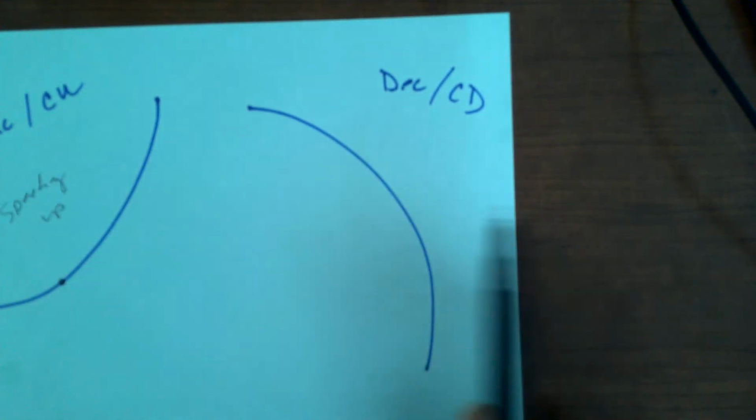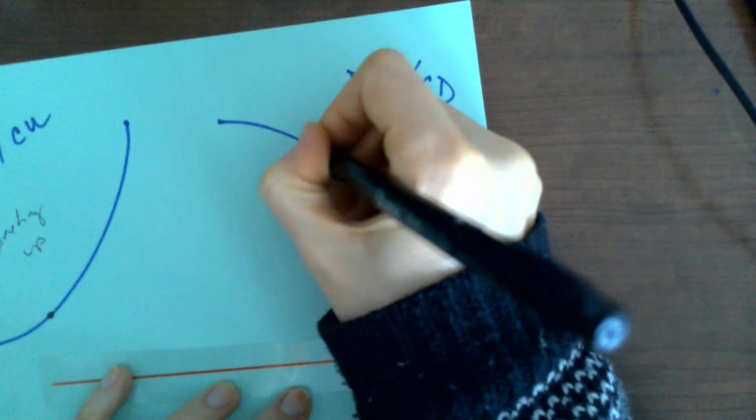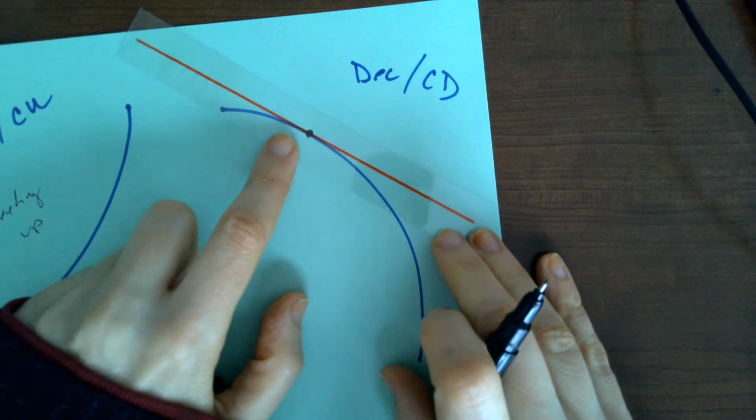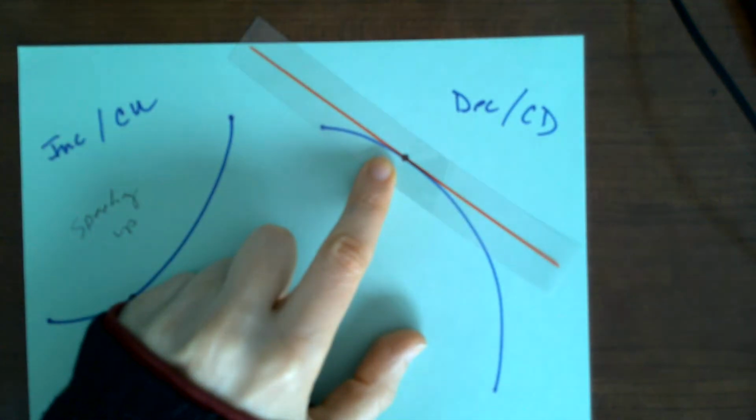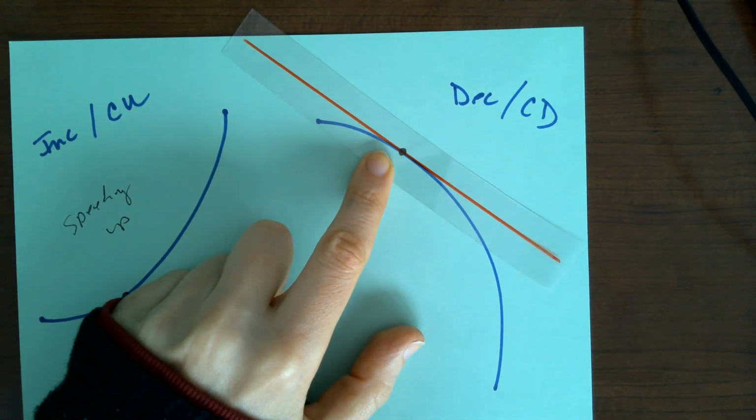Now let's look at this case. The slope of that tangent line is the velocity. Now let's estimate the velocity. Very rough estimate. Let's say it's -20.